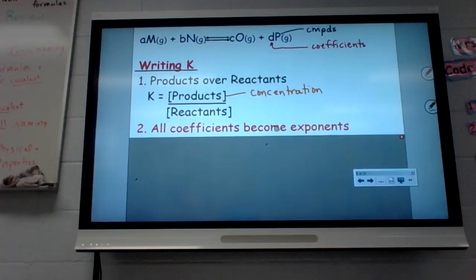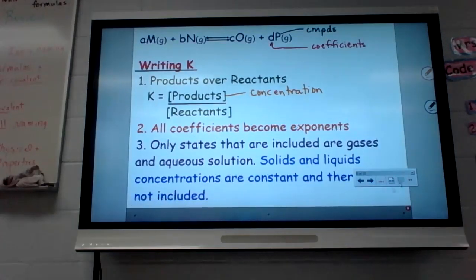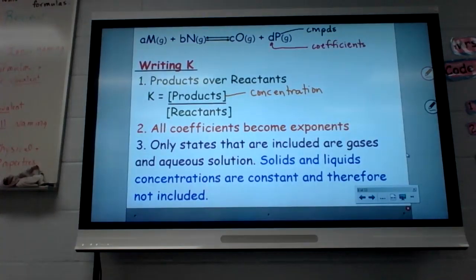So all coefficients become exponents. And number 3, the only states we include are gases and aqueous. All right. We only include gases and aqueous. So you can only do this on gas. That's right. So solids and liquids are constant, so we're going to cancel those out.